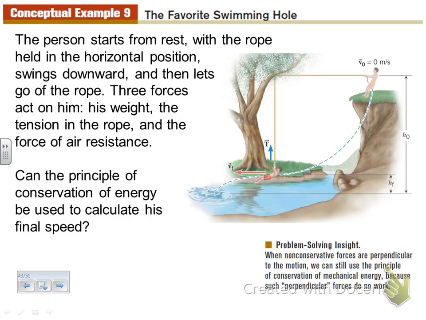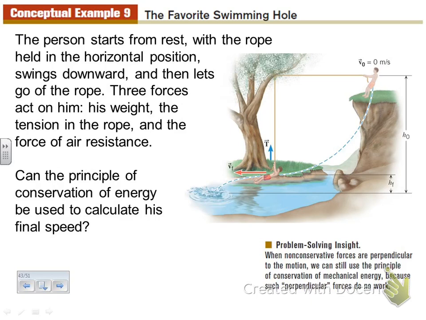It says the person starts from rest with the rope held in the horizontal position. He swings downward and then lets go of the rope. Three forces act on him: his weight, the tension of the rope, and the force of air resistance. It asks you, can the principle of conservation of energy be used to calculate his final speed? And the answer is yes.